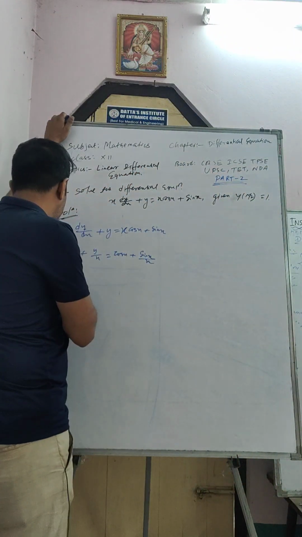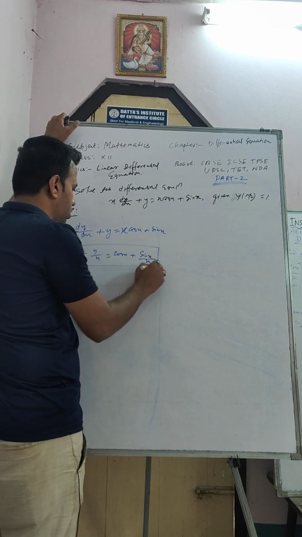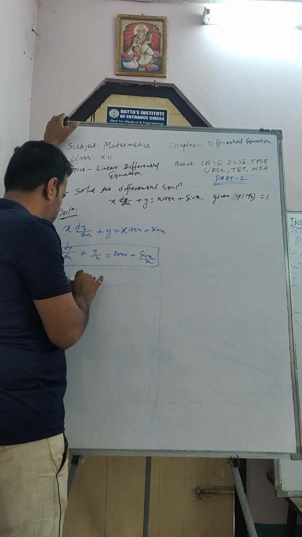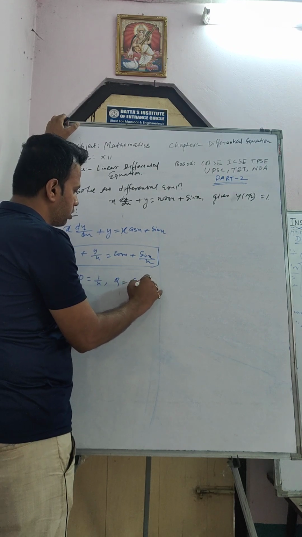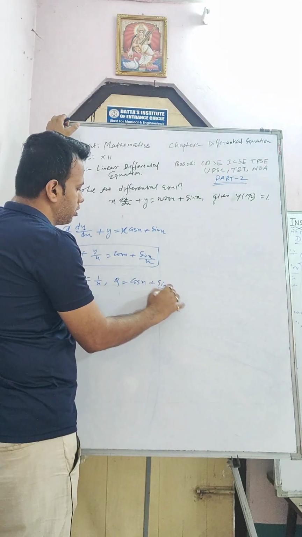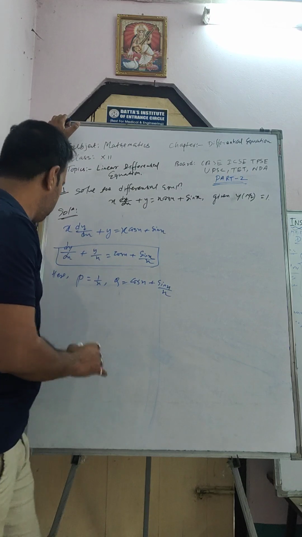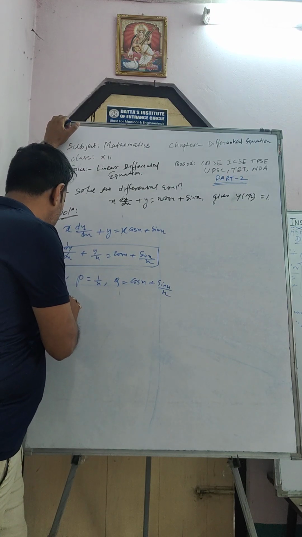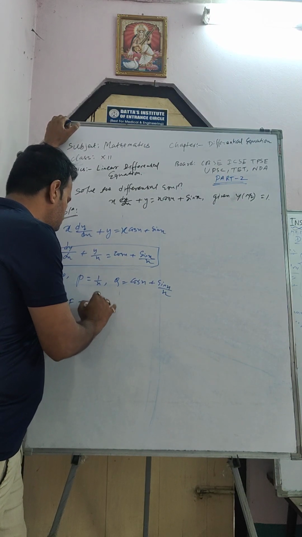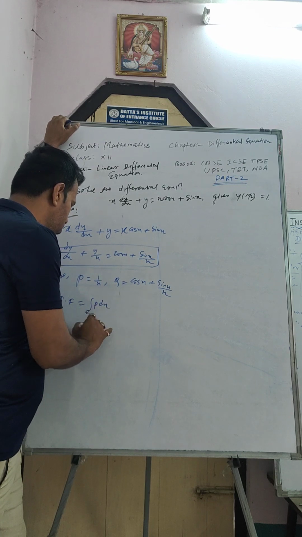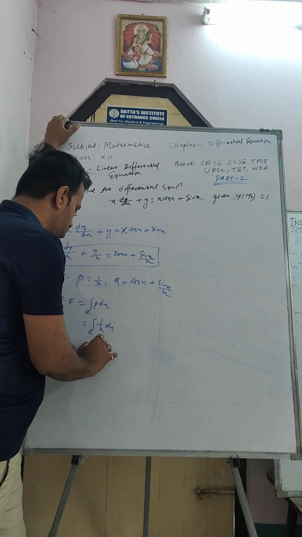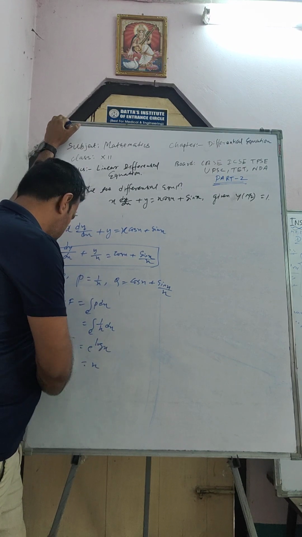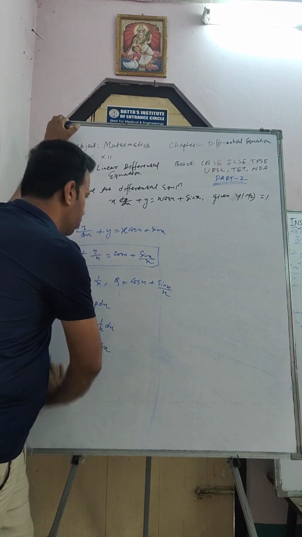So here this is the differential equation. Here P is 1 by x. Q is cos x plus sin x by x. Now we have to find the integrating factor. This is e to the power integral of P dx, so e to the power integral of 1 by x dx, so e to the power log x, so x. Now we will find the solution.